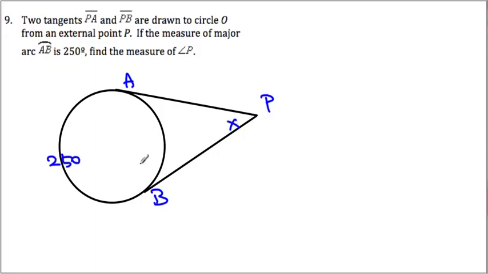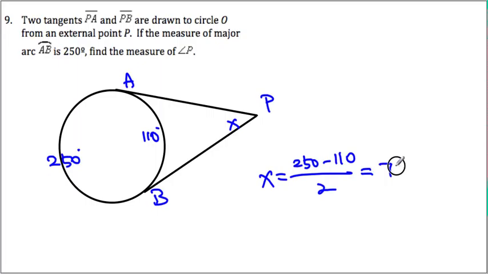Once again, if this is 250, what do you realize about the minor arc? That's right, 360 minus 250 becomes 110. So therefore, when you subtract, x becomes (250 minus 110) all over 2, which ends up being 140 over 2, which is equal to 70. 70 degrees becomes our answer.